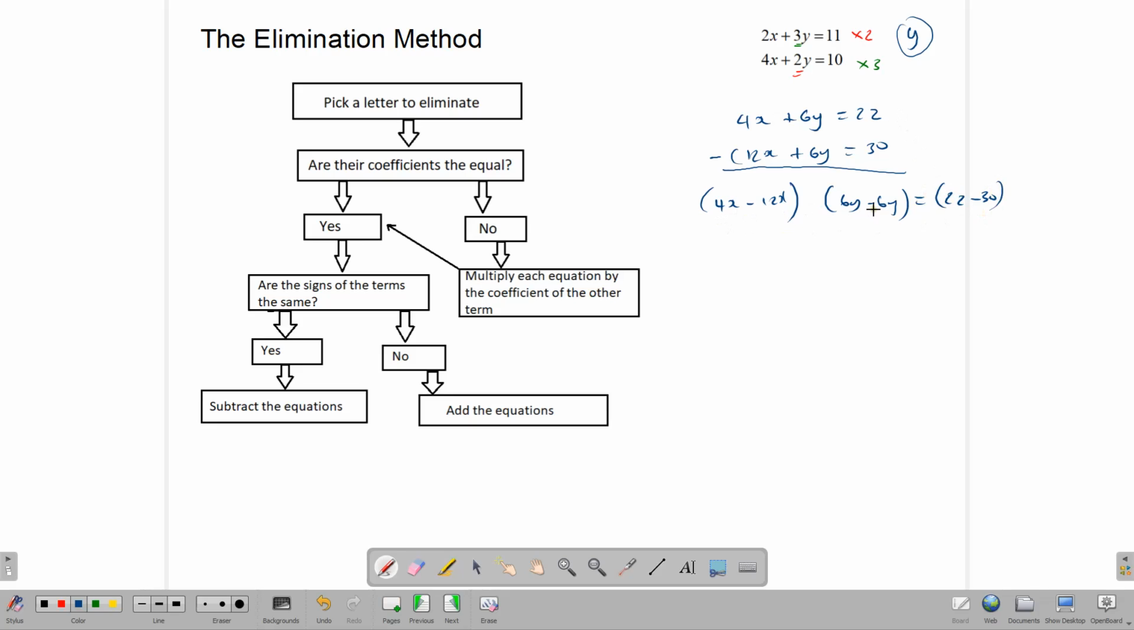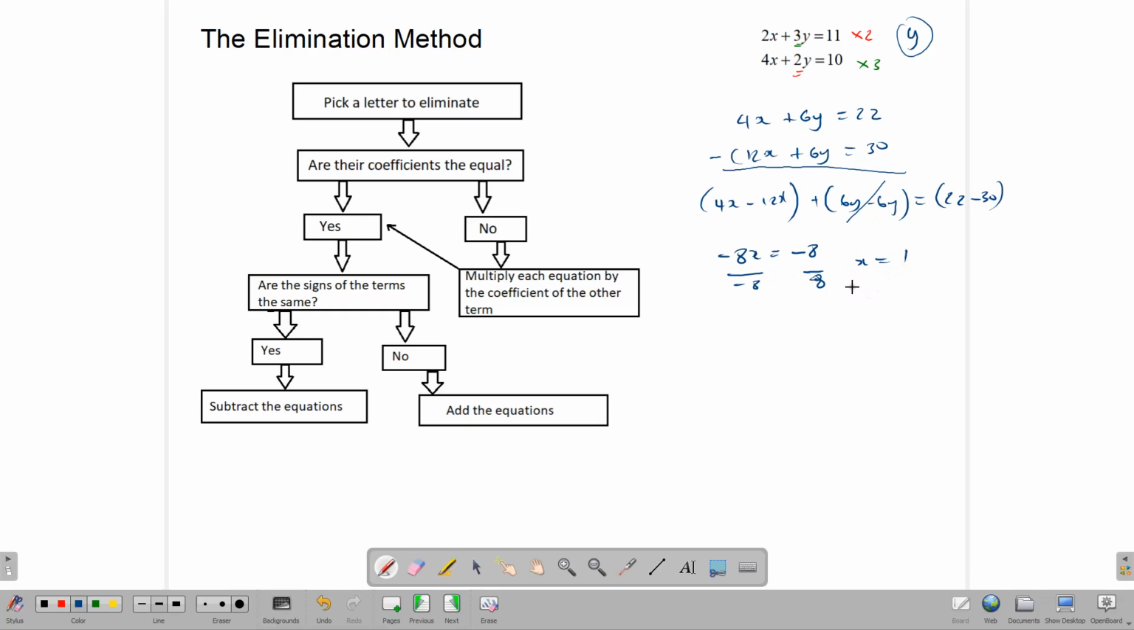Notice here that 6y take away 6y gives us a 0. So this one has been eliminated, which is what our aim was in eliminating the y. Subtracting the x's, we have 4x minus 12x, that gives us a minus 8x. And 22 take away 30 gives us a negative 8. We can now divide both sides by negative 8. And we see that x is equal to 1.